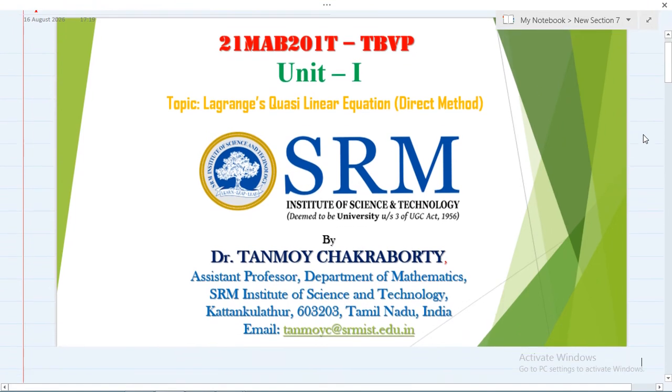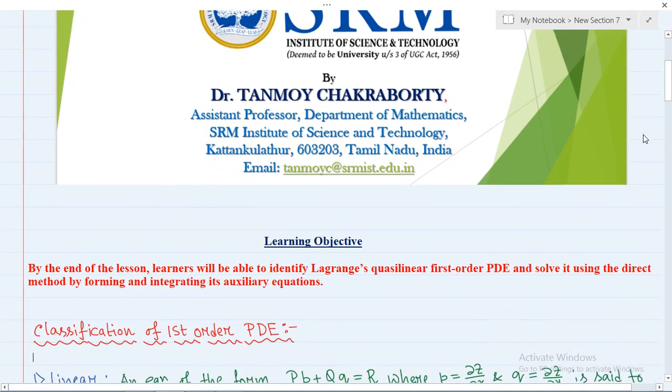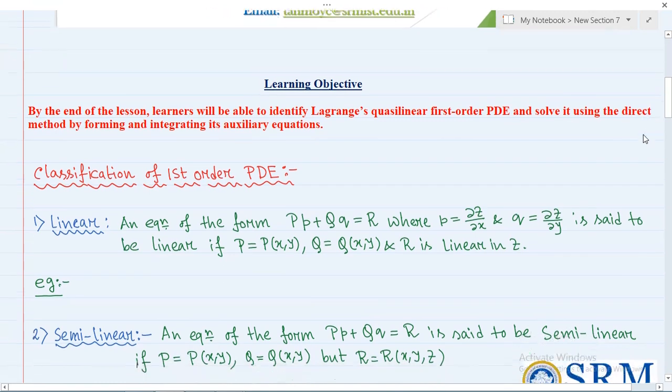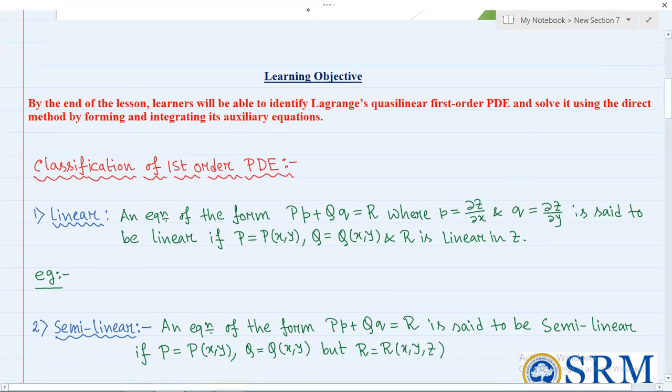As I have told you, before we discuss, we have to know the learning objectives of today's video lecture. By the end of this session, the learners will be able to identify the Lagrange's quasi-linear first order partial differential equation and solve it using the direct method by forming and integrating its auxiliary equation. So let us try to understand what the quasi-linear partial differential equation is.